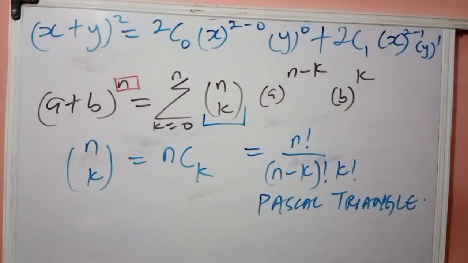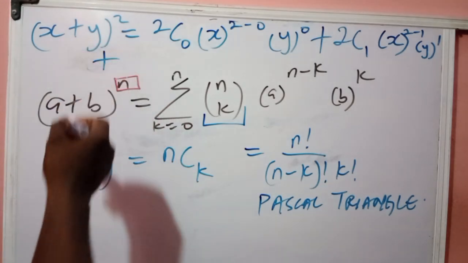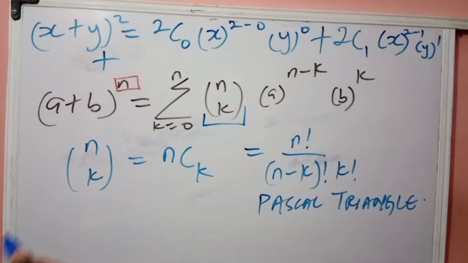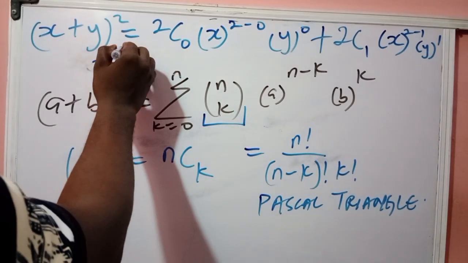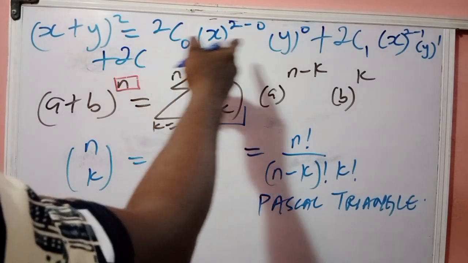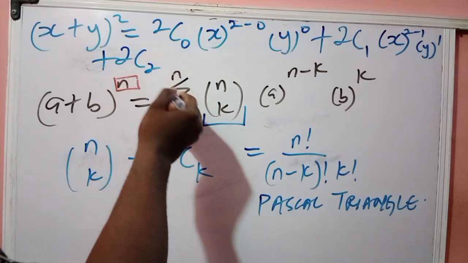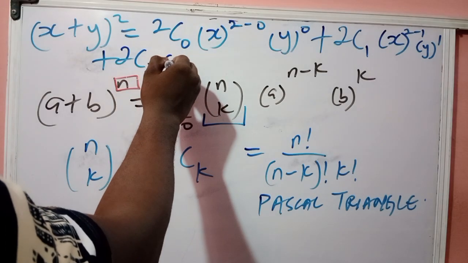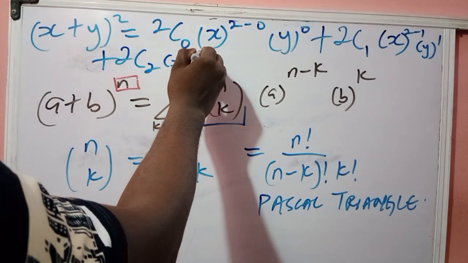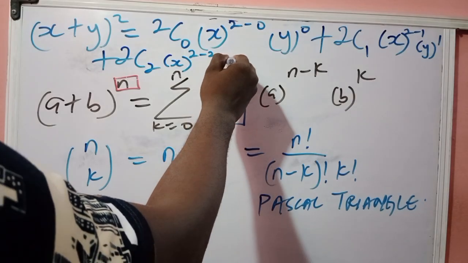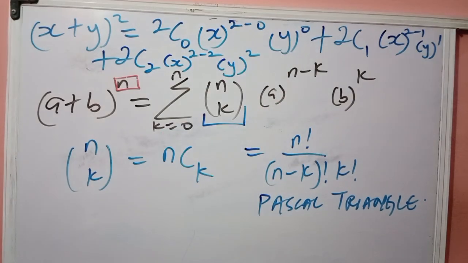And then the last term will be, please pardon the use of the space, I will adjust on that very soon. So the last term will be 2 combination 2. Then you will have your x raised to the power of 2 minus 2, and then y raised to power 2.